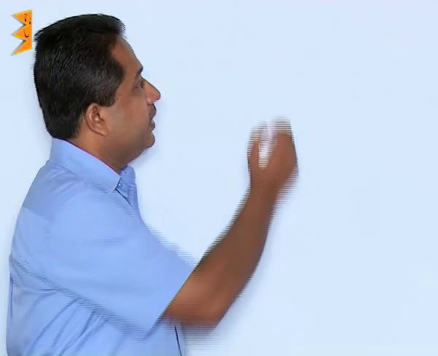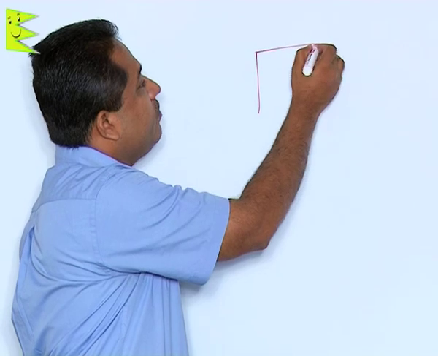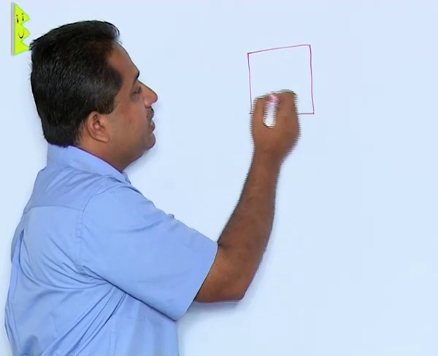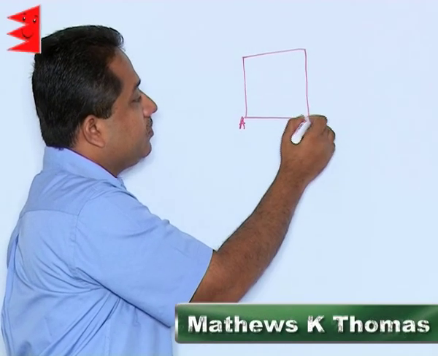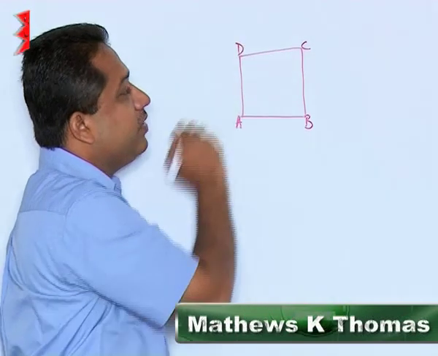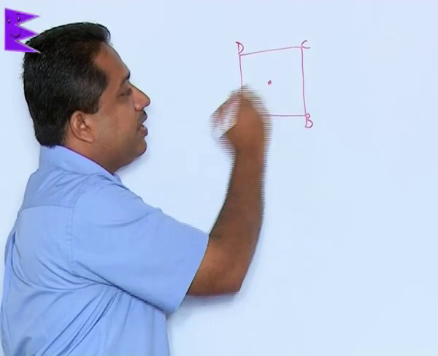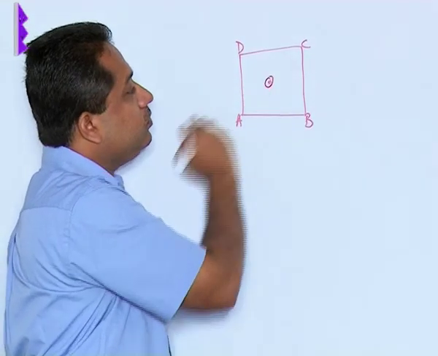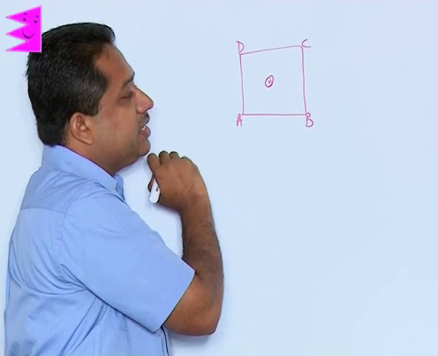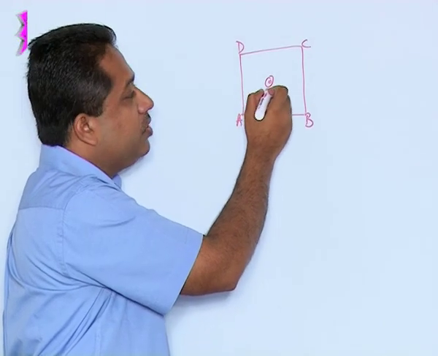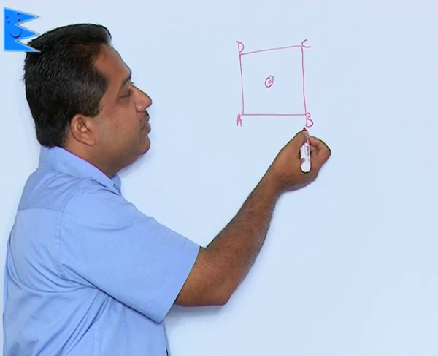Next we see rotational symmetry for a square. Now in a square we find that all angles and all sides are equal to each other. So we have a square ABCD. The center of rotation is here O, and we are going to rotate it, and let's see how many times it is possible to rotate it such that the figure remains symmetrical.